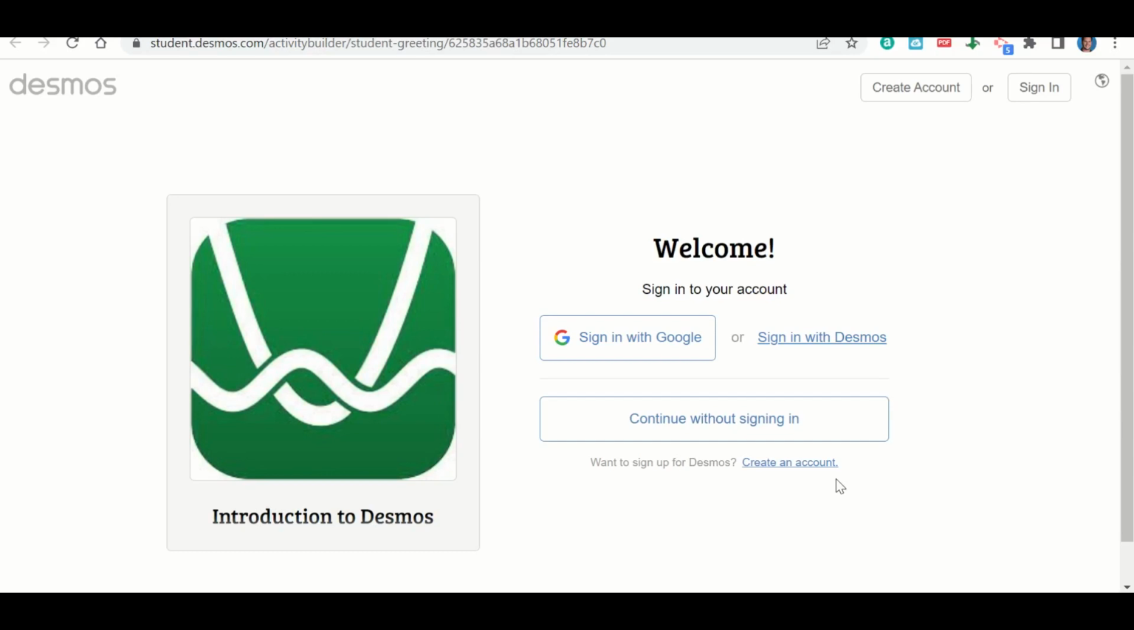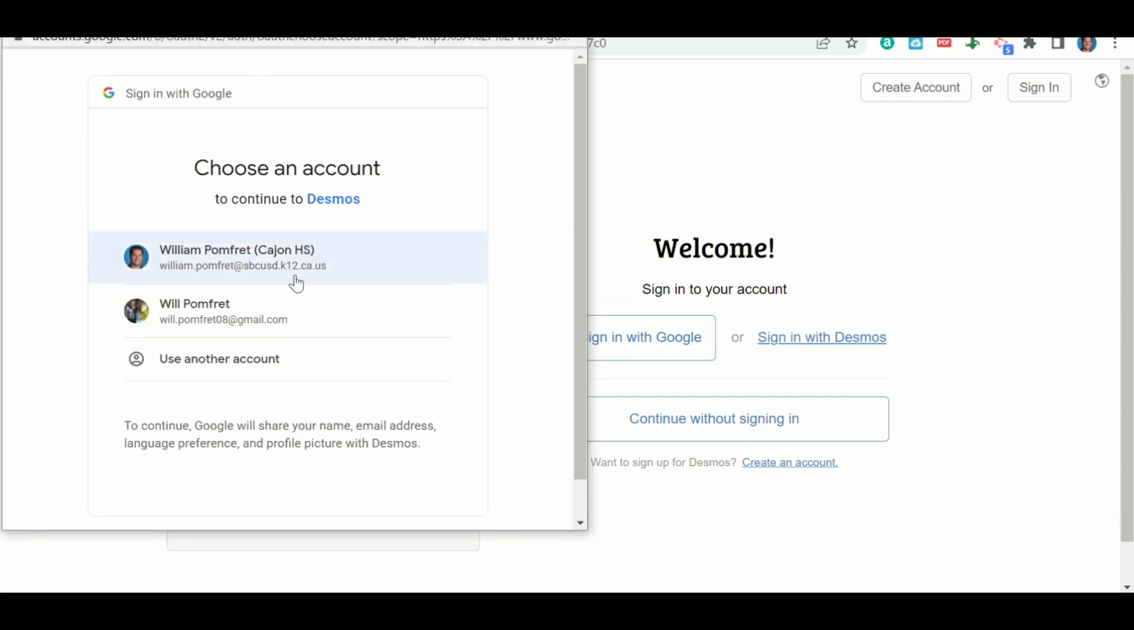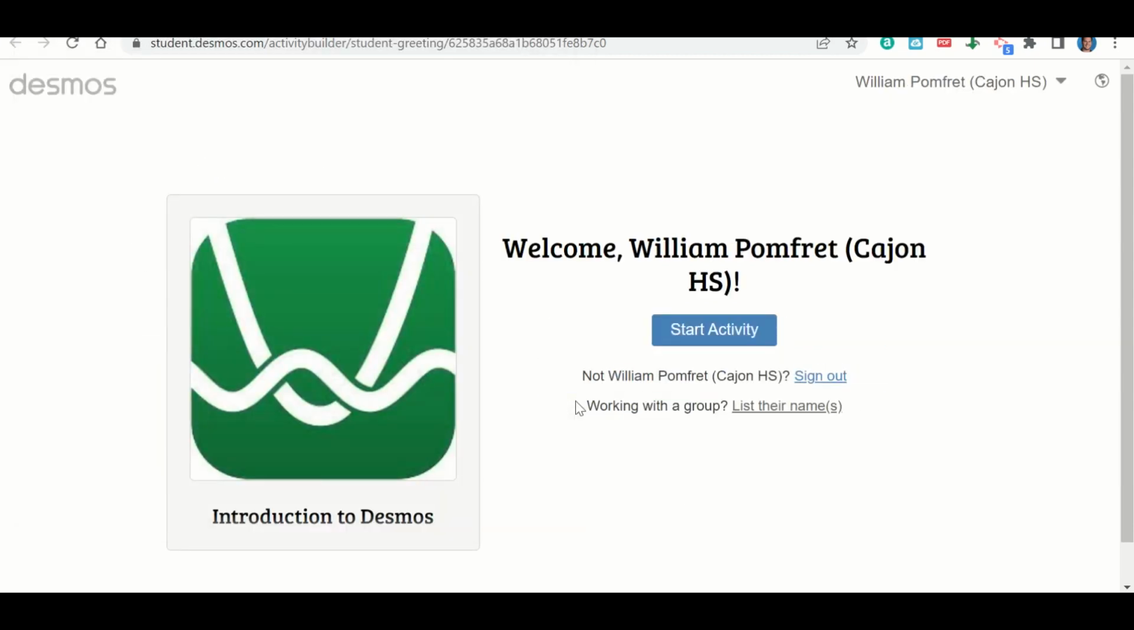So what we're going to do is you're going to click on the link to go to the assignment, and it should take you to a page that looks kind of like this. And right here where it says sign in with Google, we're going to click there. It's going to pop up with our email accounts. You're going to click on your school email account, and it should already have you logged in because you should have already been logged in using Google Classroom. From there, I'm just going to click Start the Activity, and it will take me into the assignment and allow me to begin. So that's how you will log in to Desmos using Google.